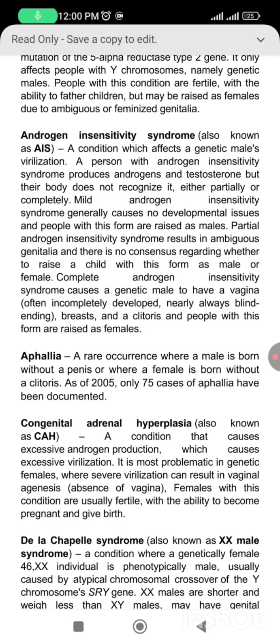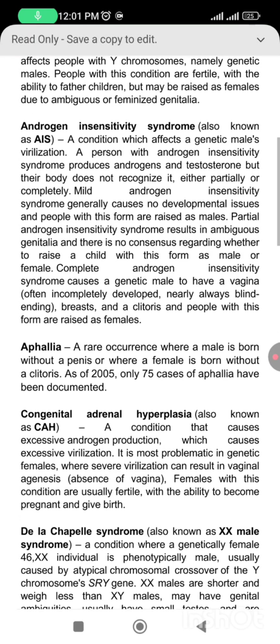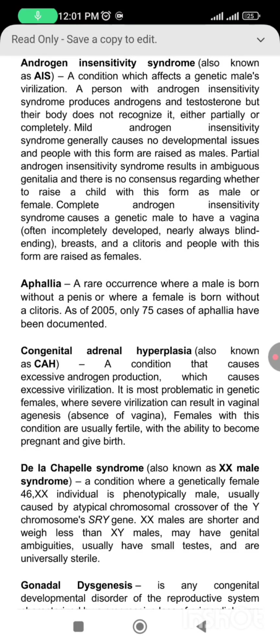The next one is aphalia, a rare occurrence where a male is born without a penis or where a female is born without a clitoris. In the year 2005, only 75 cases of aphalia have been documented.